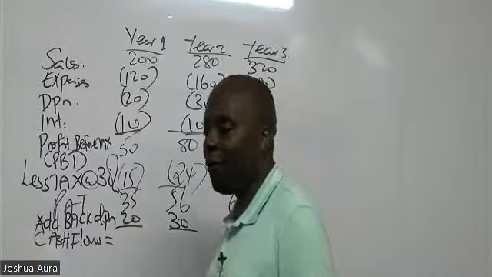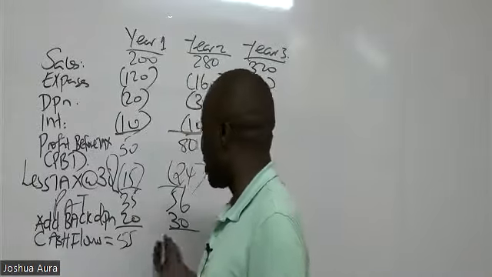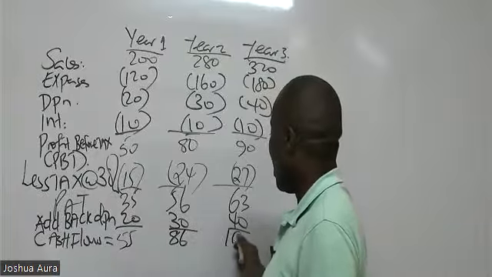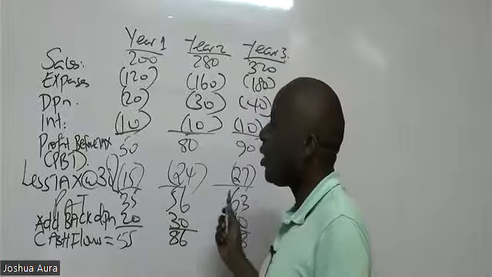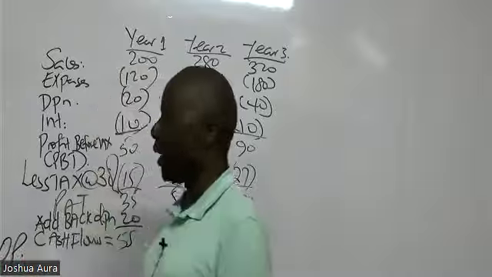So I'm being given a figure of 55. Then we have 86. And then we have 103. Now, these are the operational cash flows. Please write there, operational cash flows.